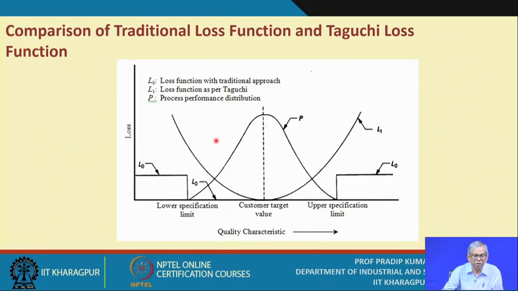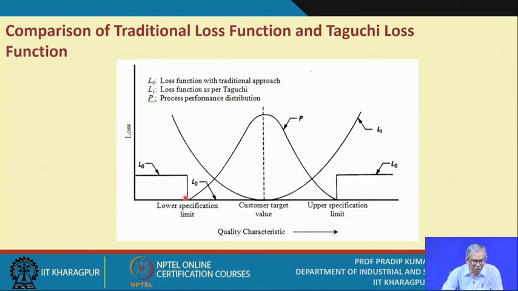So this is the traditional loss function, and this particular figure depicts the difference between the traditional loss function and the Taguchi loss function. Here, for the given quality characteristic, you have the upper specification limit and the lower specification limit. That means it is a two-sided specification. And this is the customer target value. Usually, unless otherwise specified, it is the midpoint between the upper specification limit and the lower specification limit. Now, this target value you have to achieve.